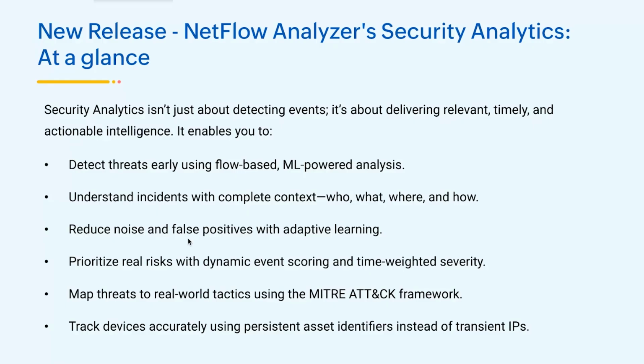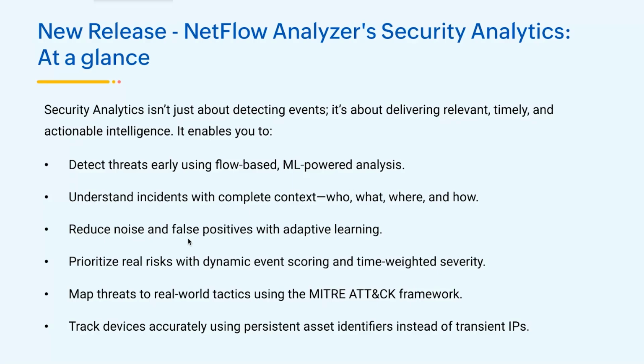Its key capabilities include behavioral learning, persistent tracking, context and prioritization, and MITRE attack mapping. Let's look at this one by one. Behavioral learning uses machine learning to create a normal baseline for every device on your network. This adaptive learning allows it to spot subtle anomalies like a server suddenly sending out an unusual amount of data during peak hours. The traditional tools will definitely miss this. Persistent tracking: the system tracks devices by their host names and MAC addresses, not just their IP addresses. This provides persistent context so you can always know what a device is doing, even if its IP is changing.